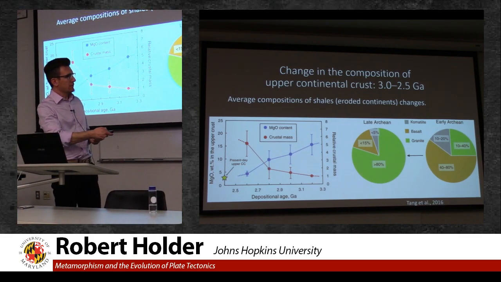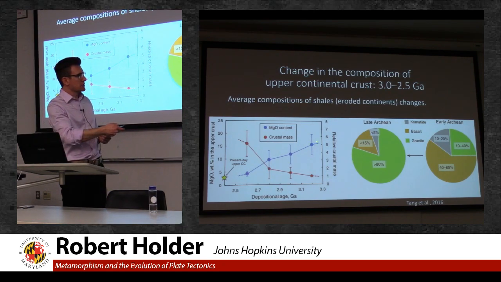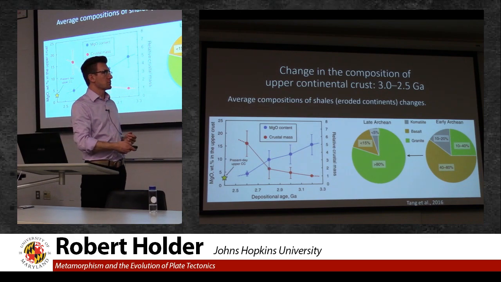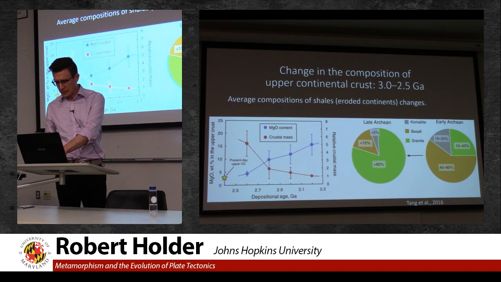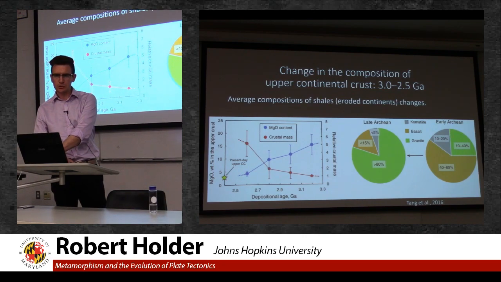And the exact difference doesn't matter here, but the point is that there's a systematic change in the chemistry of the average crust across this period. And we might interpret that as, say, a change from a dominantly basaltic crust to a more felsic crust. But again, the exact change doesn't matter. The point is that there's a really large geochemical change towards something that's more like what we see today.